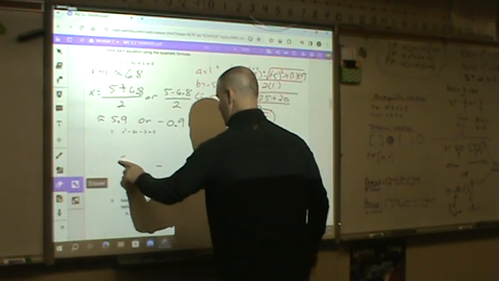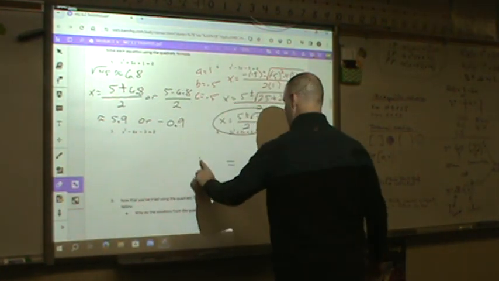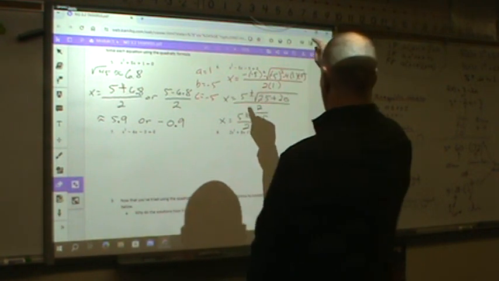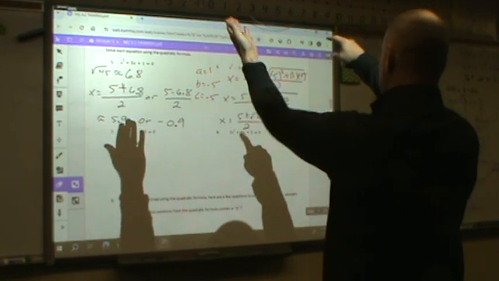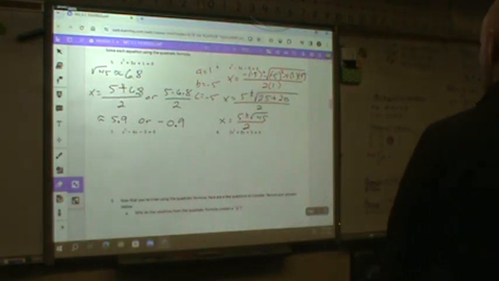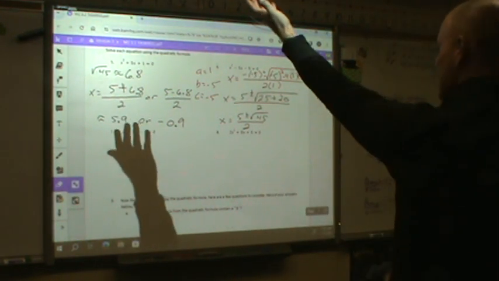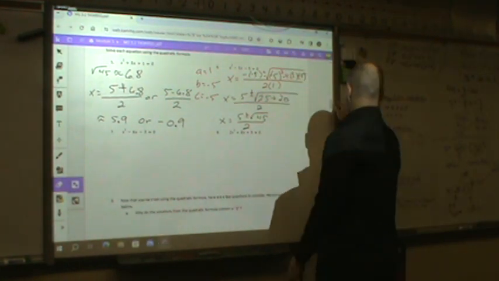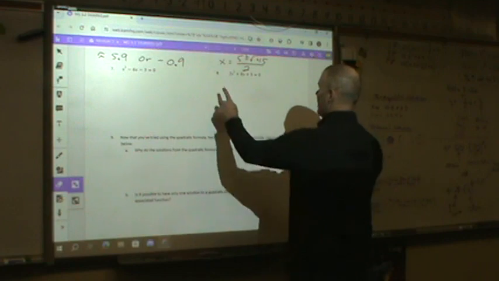Any questions on number 6? Again, the focus here, other than yesterday, was that we have our actual solutions and we have estimated solutions. That's the difference. Our actual is going to be with the radical. Our estimated, according to the book, is going to be our decimals. All right, so let's try number 8.